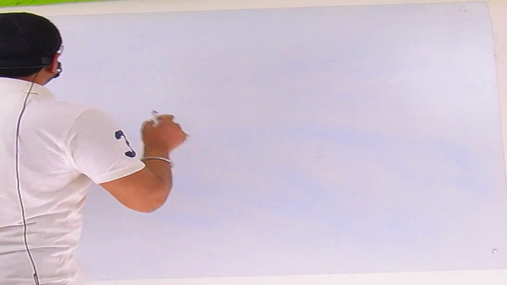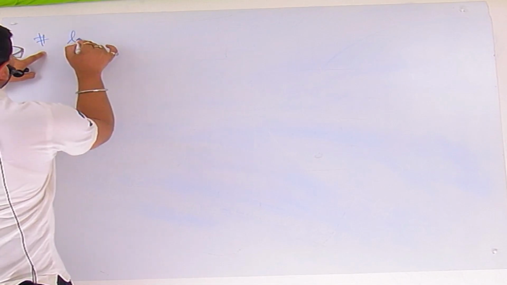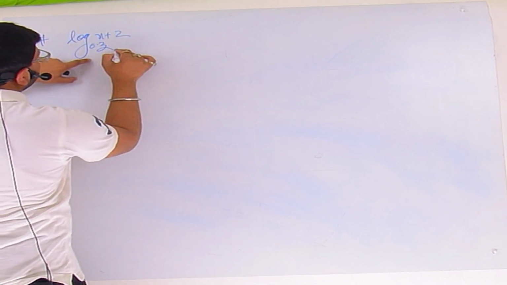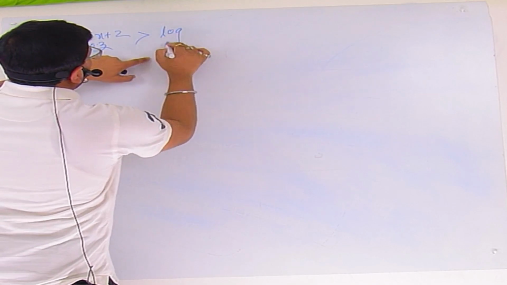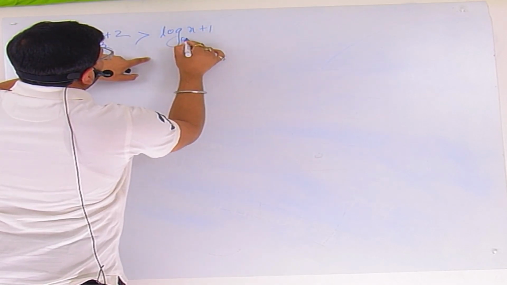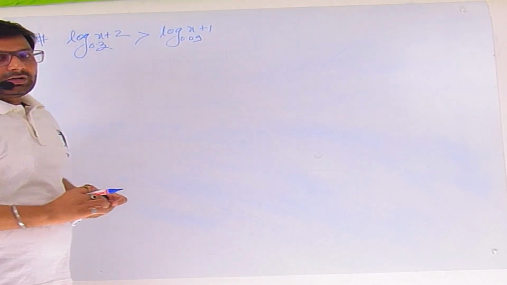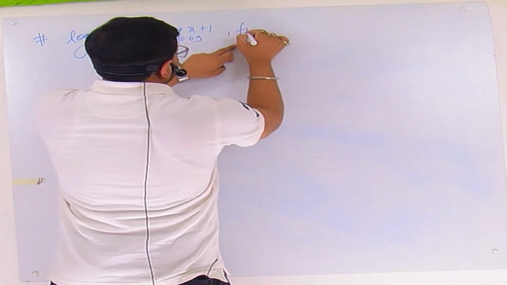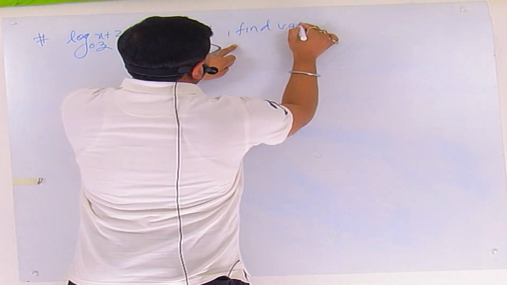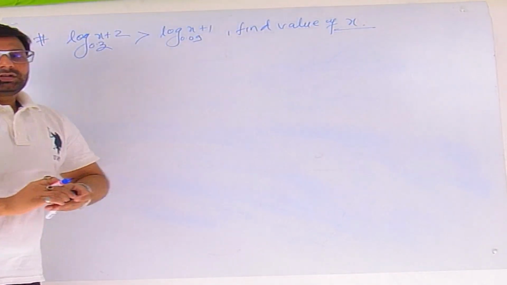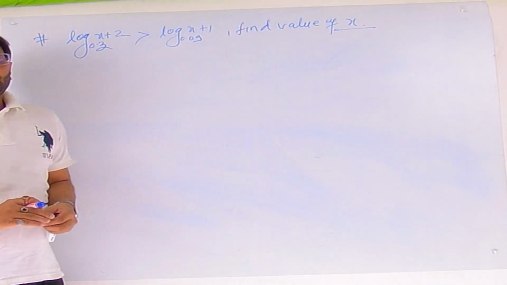Okay, so the first question I am writing here: log of x plus 2 base 0.3 greater than log of x plus 1 base 0.09. Now here it asks to find the value of x. So how to solve this logarithmic inequality?